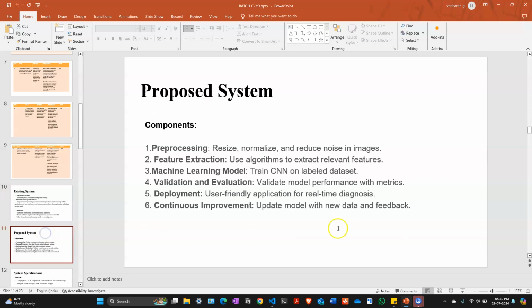Now moving on to the proposed system, we have tried to create a full-fledged project by taking images from the Kaggle website, then preprocessing them and extracting important features from the images, then training a CNN model on the labeled data and evaluating its accuracy using some metrics. We deployed that onto a Flask website, which helps in real-time diagnosis, and we are also committed to continuous improvement of our project.